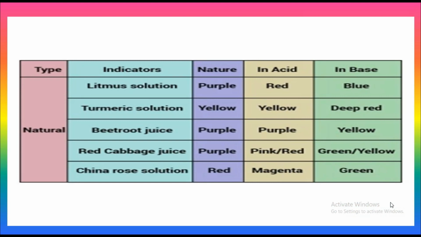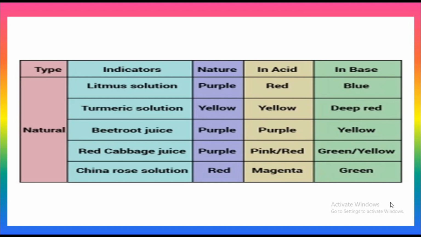There we observed that litmus solution is purple in color; in acid, blue litmus turns into red color; in bases, red litmus turns into blue. And we also tested by using turmeric solution. We know that the turmeric solution is yellow in color. In acid there is no change of turmeric solution color, that means it remains yellow only. In base it turns into deep red color.